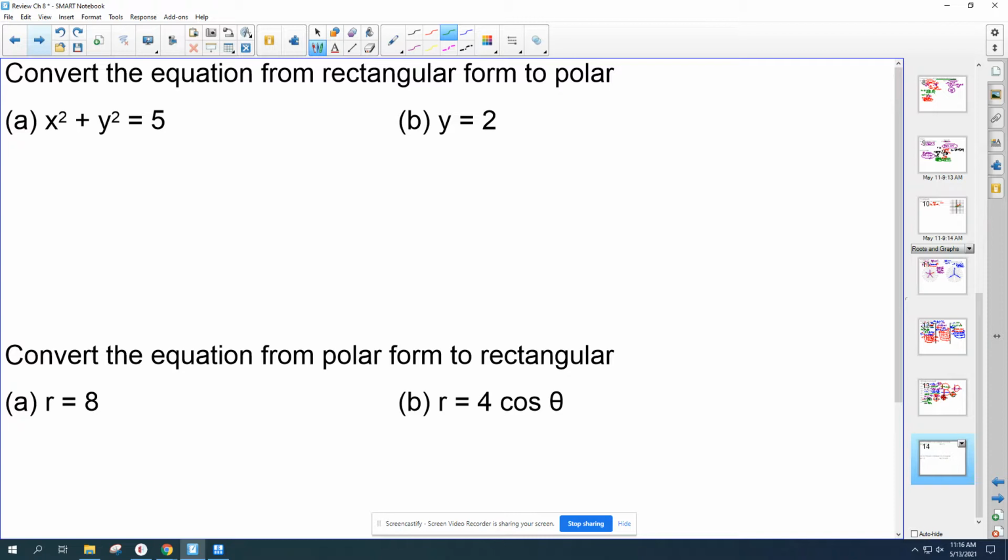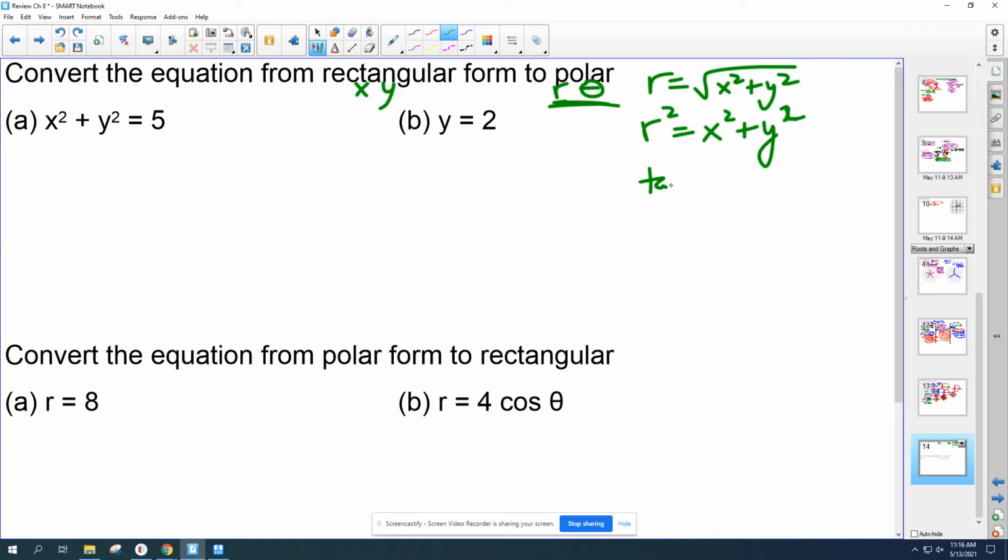Okay, convert the equation from rectangular form to polar. So remember, rectangular is xy and polar is r theta. So if we want polar, we want r and theta. Anytime we're converting, we use those conversion formulas. R equals square root of x squared plus y squared. I believe on the formula sheet, it squares both sides, so both of those equations are pretty much the same. And tangent theta equals y over x.